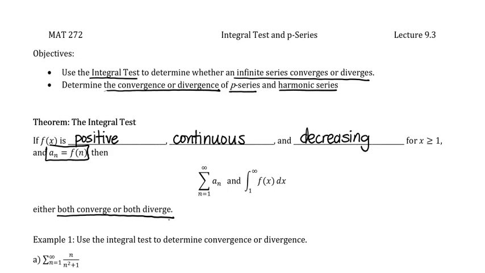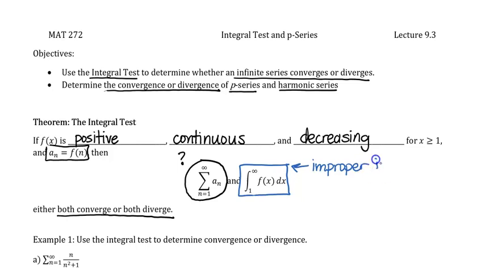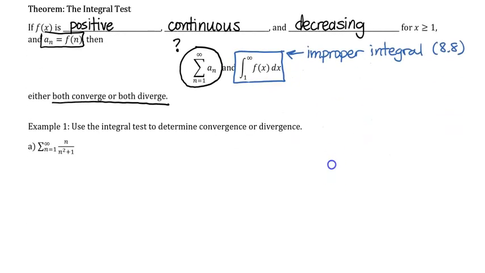So basically what the integral test tells us is that if you're given an infinite series and you're trying to figure out, does this converge? Does this diverge? I'm not sure. It says, oh, you can convert the problem into figuring out whether or not this improper integral, which we studied in section 8.8, does that converge or does that diverge? So let's see an example of how to use the integral test.